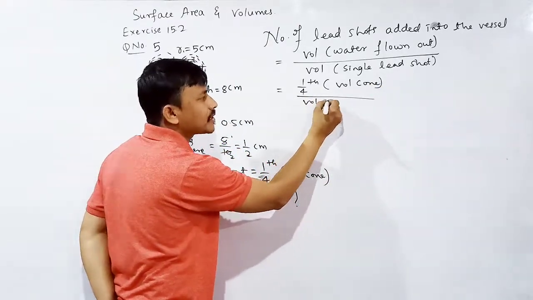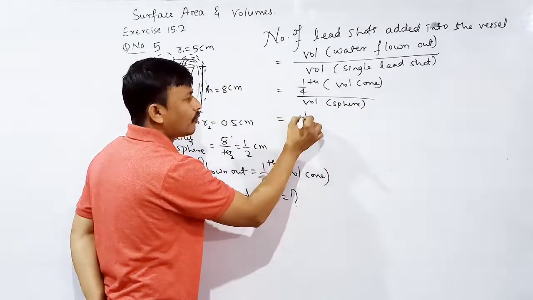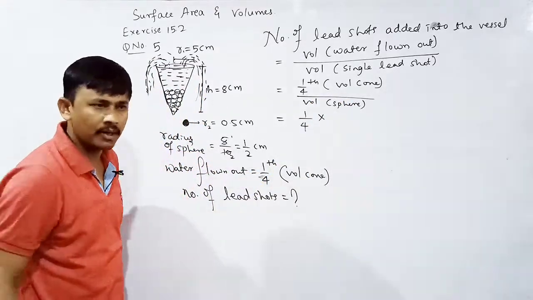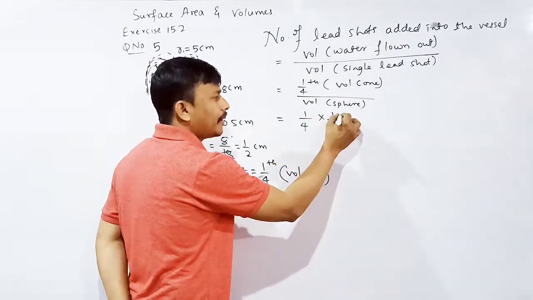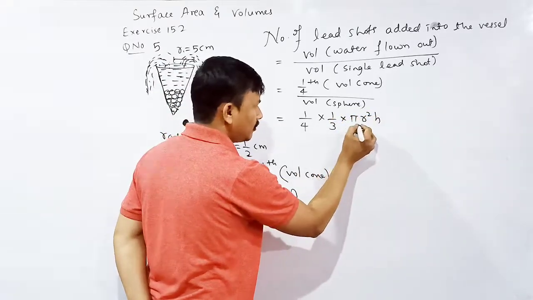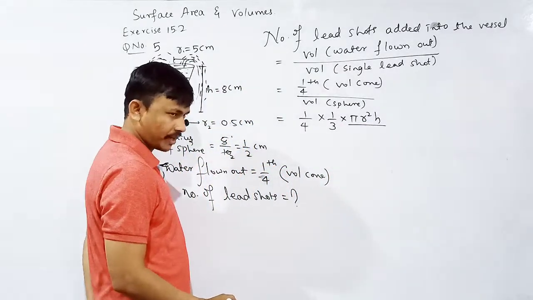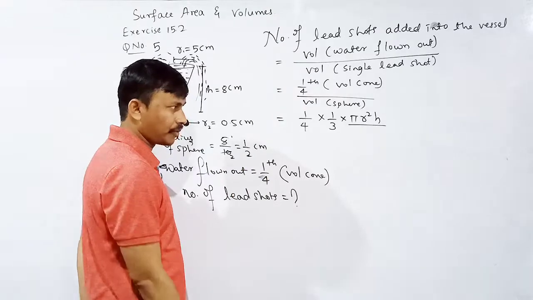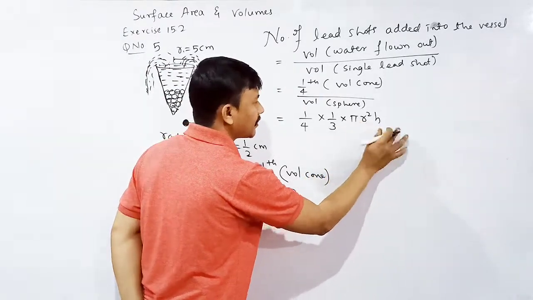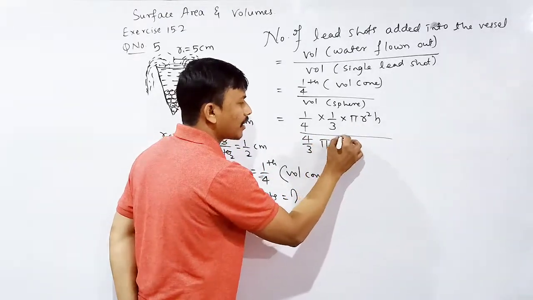That is volume of sphere. This is equal to 1 divided by 4 into volume of cone. Formula: 1 divided by 3 into pi r square h, whole divided by volume of sphere. What is the volume of sphere? Formula 4 by 3, whole divided by 4 by 3 pi r cube.